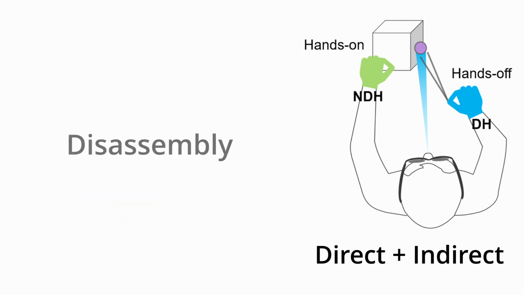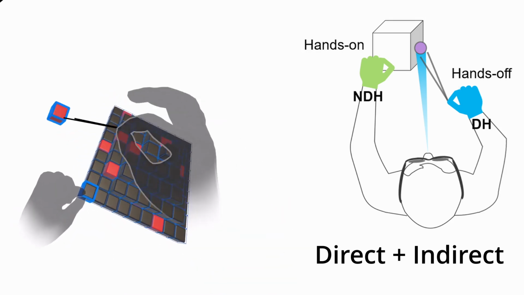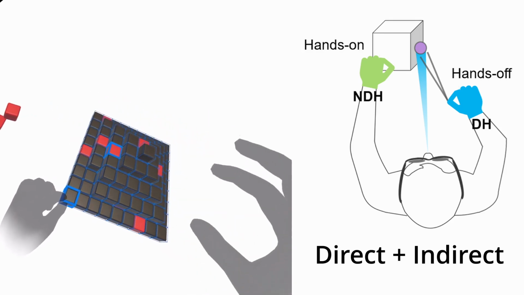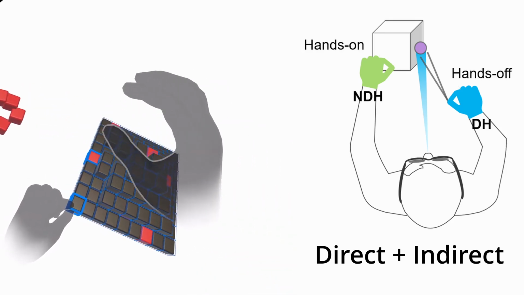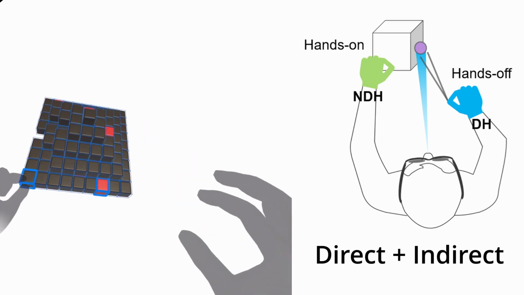A third application demonstrates how the non-dominant hand exposes interesting parts of an object which catch the user's gaze, enabling quick indirect selection.